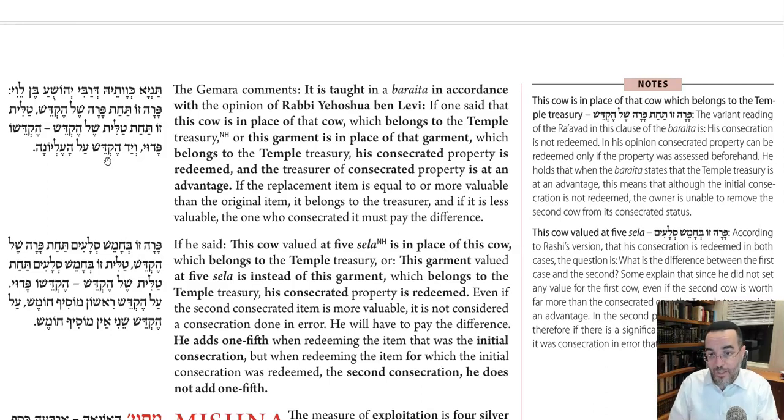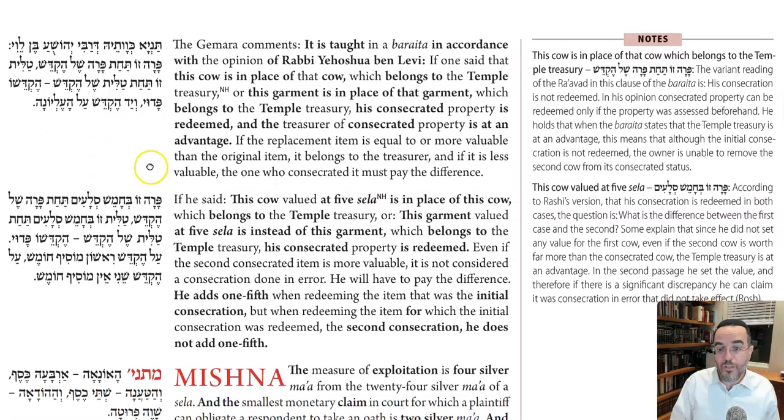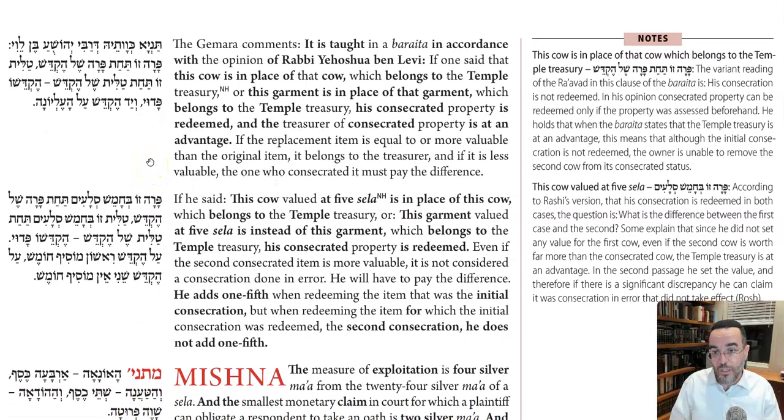Right, the second one is consecrated, and then the person who did it will also have to pay an extra if I pay the difference. So the Beit HaMikdash gets the benefit in either direction. Para zo bechamesh shalim tachat para shel hekdesh. Talit zo bechamesh shalim tachat talit shel hekdesh. Hekdesho padui al hekdesh rishon mosif chomesh al hekdesh sheni en mosif chomesh.